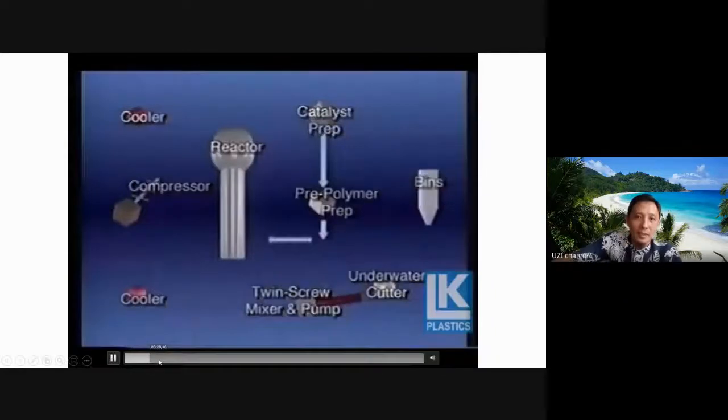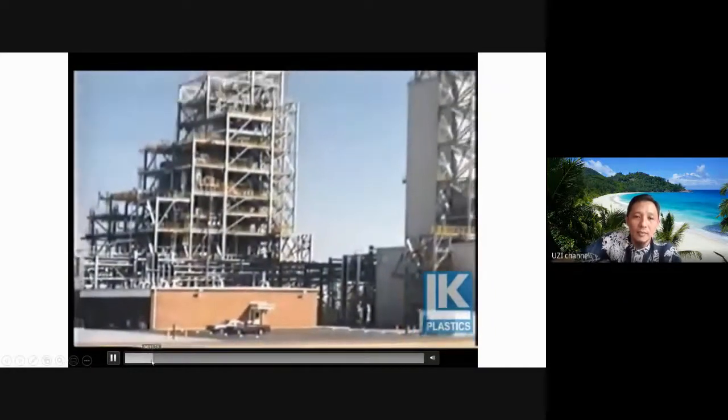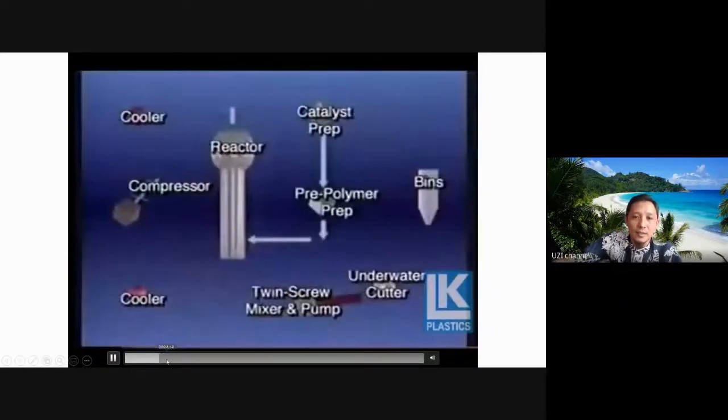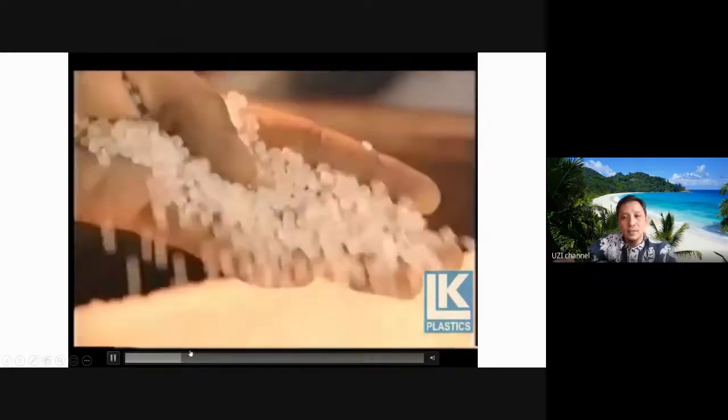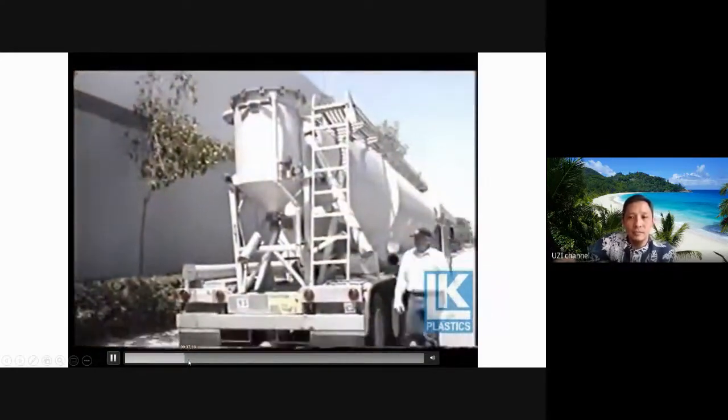Let's speed this up. This is the concept of all the processes, and then this is the pellets or polymer sheet.